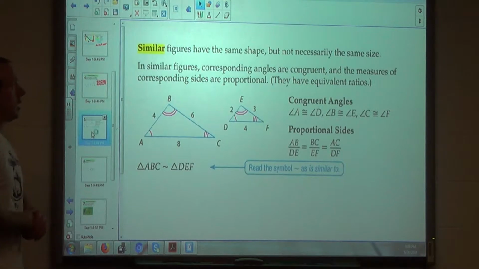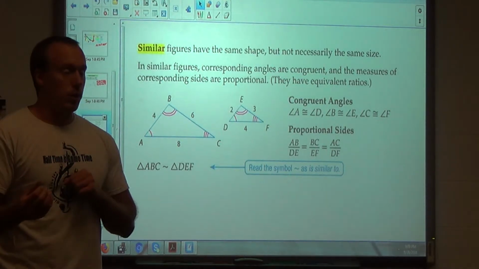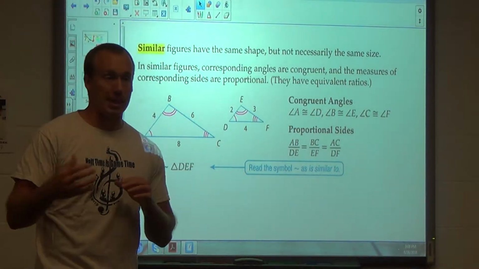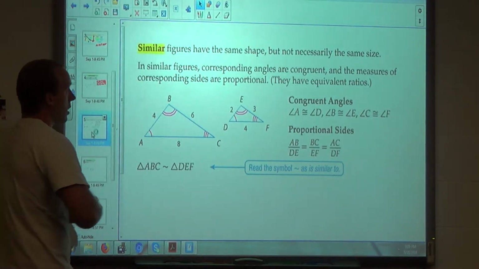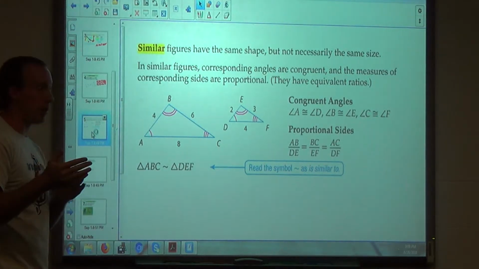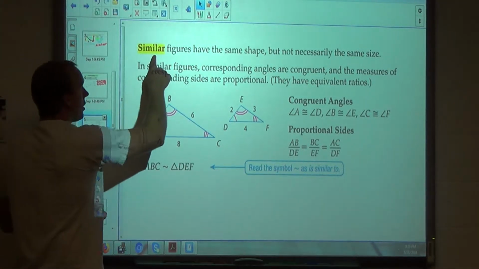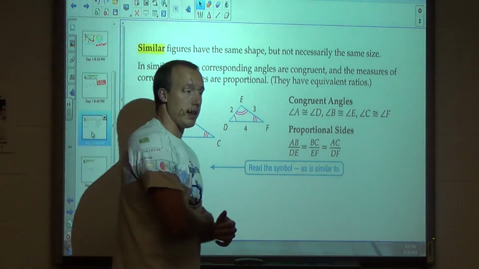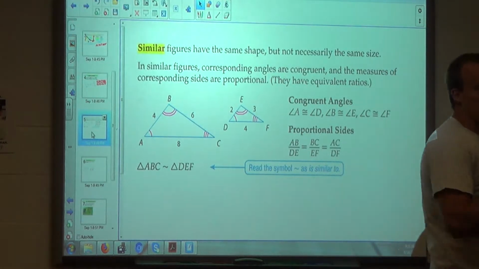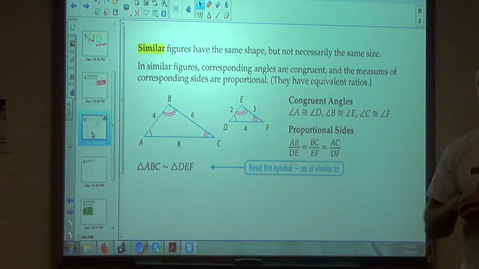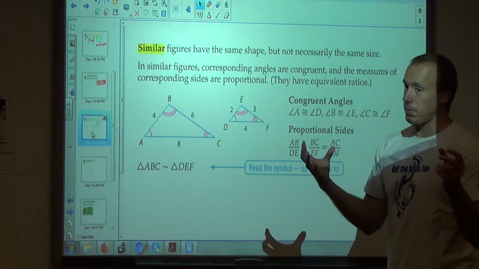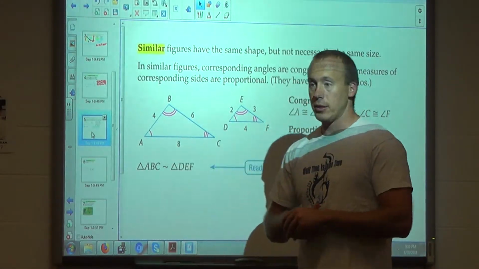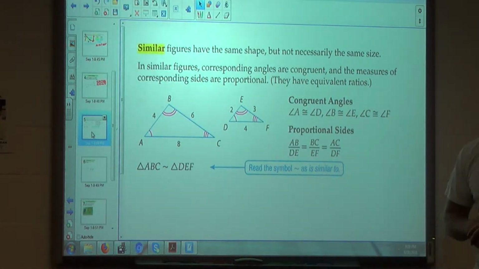Okay? So we just defined congruent, which is probably what I'm going to ask you tomorrow on the bell ringer, the difference between congruent and similar. So similar, so we just talked about congruent. Now similar is different. Similar says that the figures have the same shape, but are not necessarily the same size. So an example of a similar figure could be a volleyball and a tennis ball. Both are spheres. One's a lot smaller than the other, but they're the same shape. They're both a sphere.